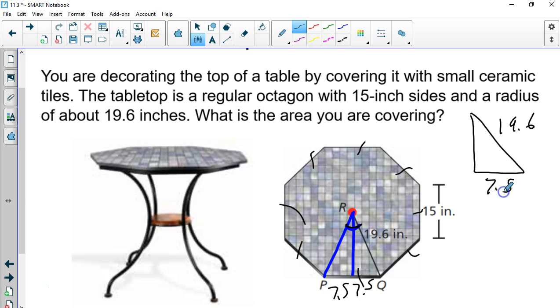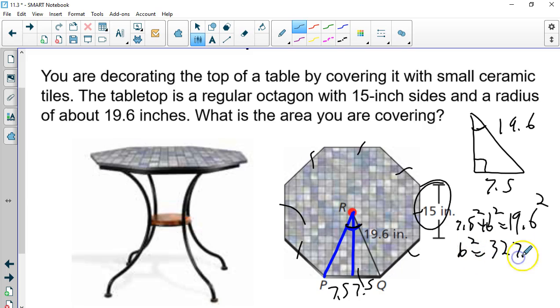So instead of doing a trig, we don't need to because we can use the Pythagorean theorem to find our apothem. And we already can figure out our perimeter, 15 times 8, so let's save time. We could do trigonometry, okay, do 360 divided by 8, cut it in 2, find this. But we don't need to do that because we already have two sides of our triangle. So let's just do 7.5 squared plus b squared equals our hypotenuse squared. What we end up with is b squared equals 327.91. Square root both of those, and B, which is my apothem, is 18.12.